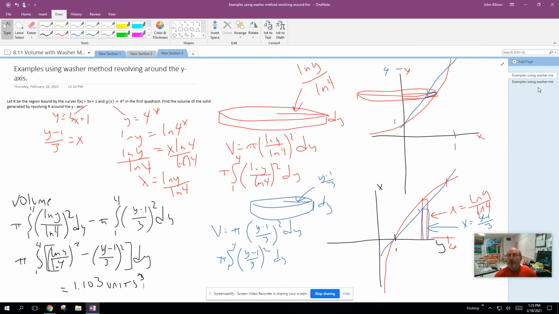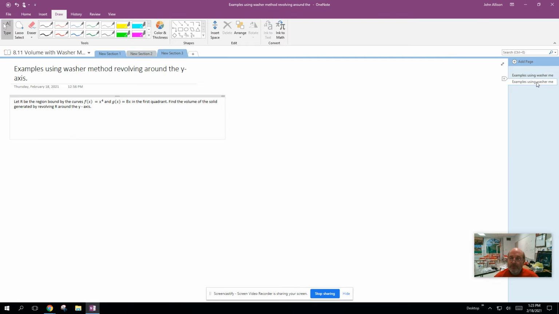And that's the first example. Let's do another example with those. This time, let's let the region R be bound by the curves f of x equals x to the fourth and g of x equals 8 times x in the first quadrant. Find the volume of the solid generated by revolving R around the y-axis. Once again, let's graph.